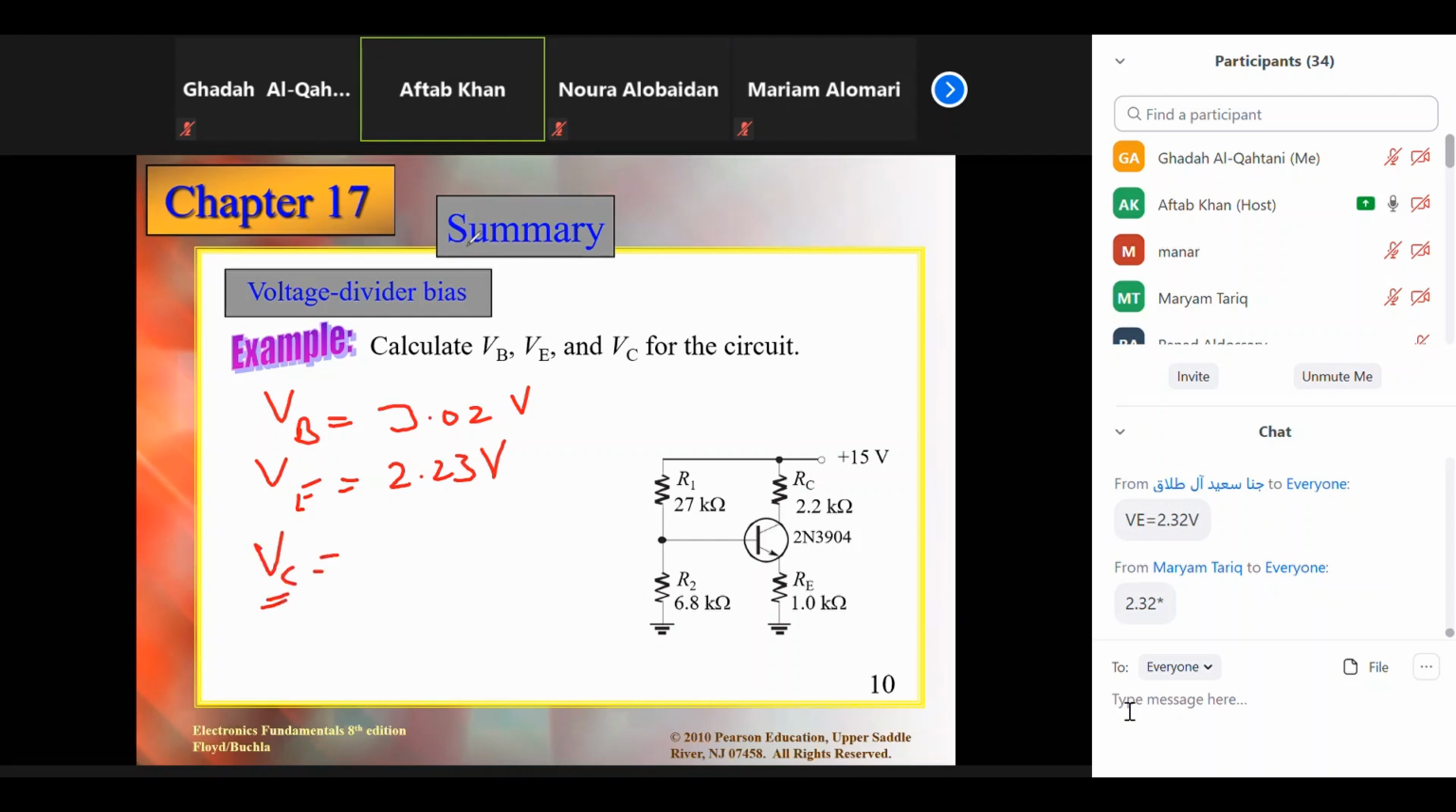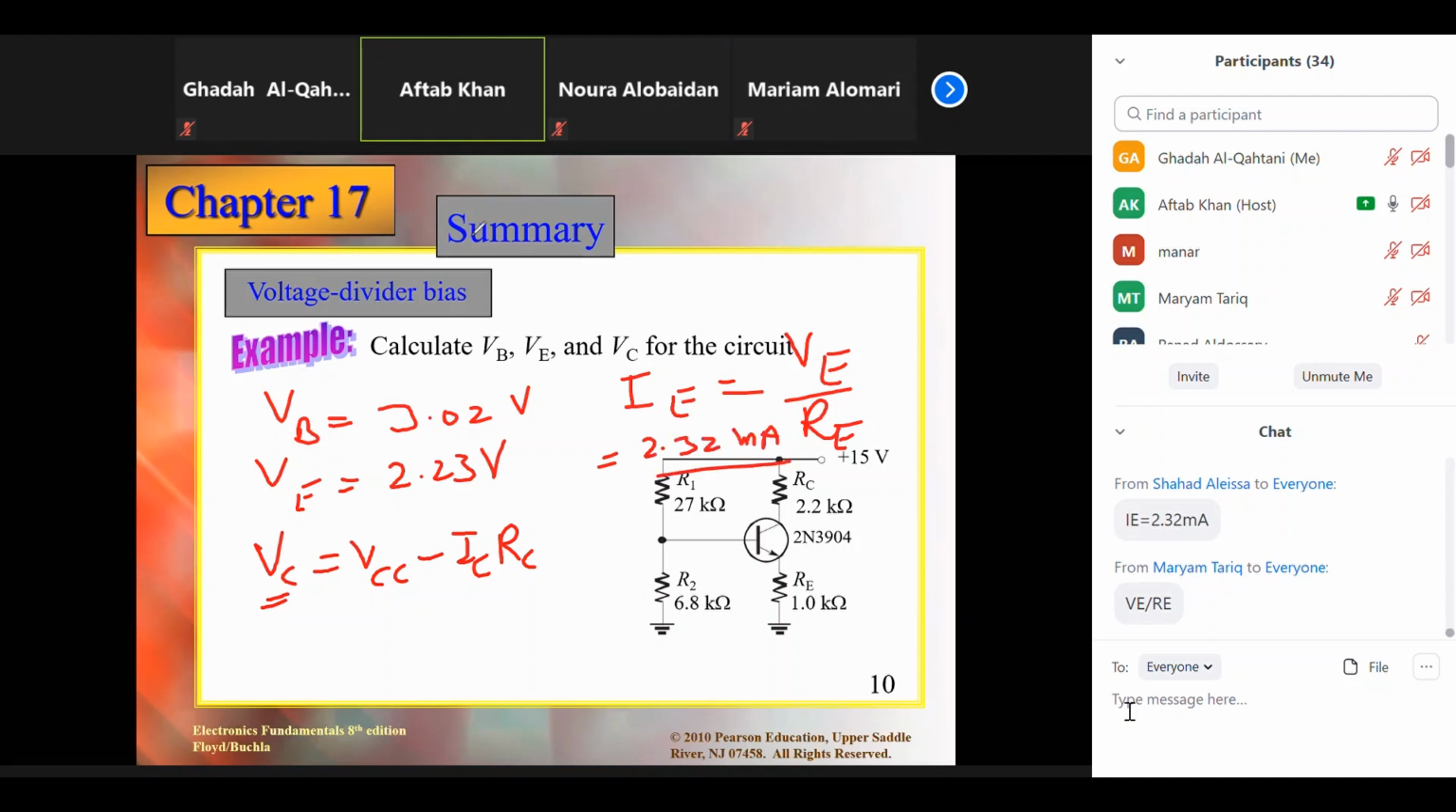For the VC, the formula is this one, right? So we have to calculate IC also. That is, we need IE first. IE will be VE over RE. Then you will get 2.32 milliampere. All right. Then we can apply approximation definitely. IC is approximately equal to IE. Then just put it over there, and you will get these voltages also.